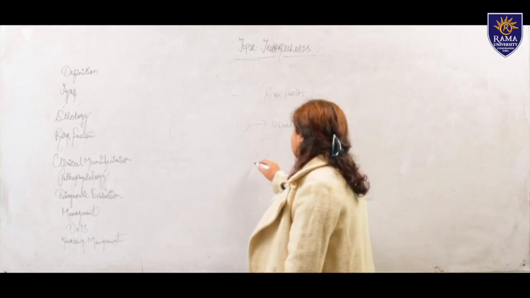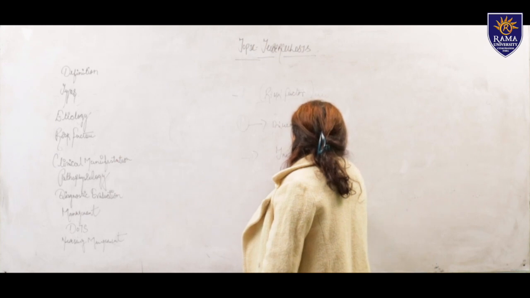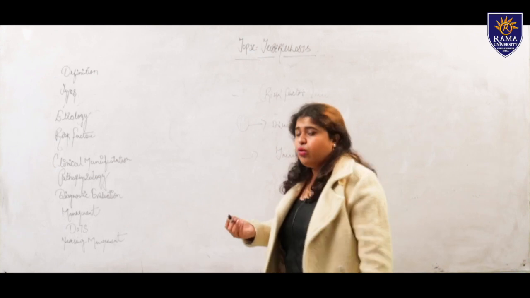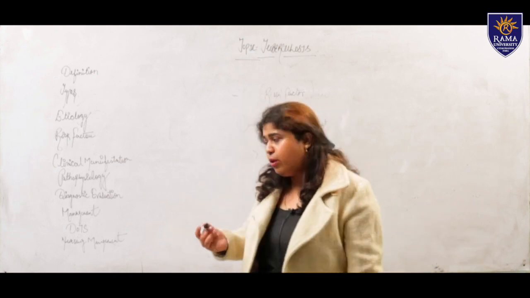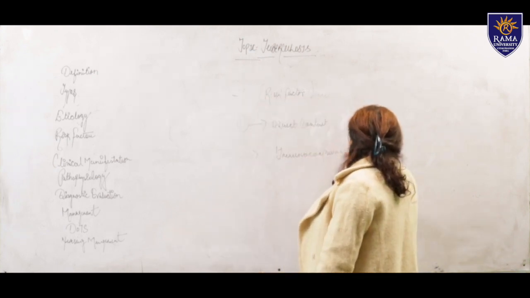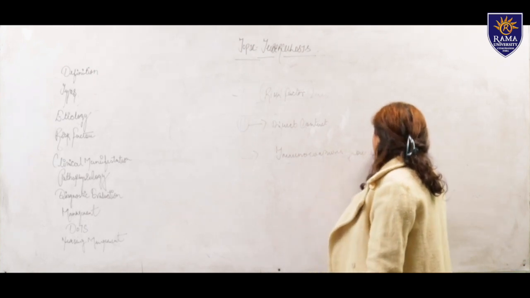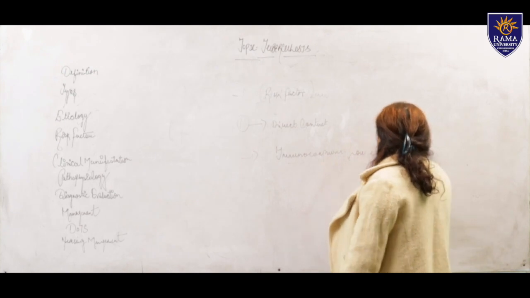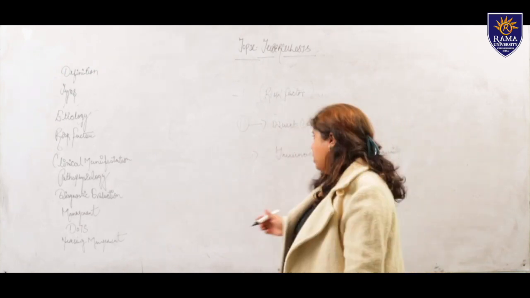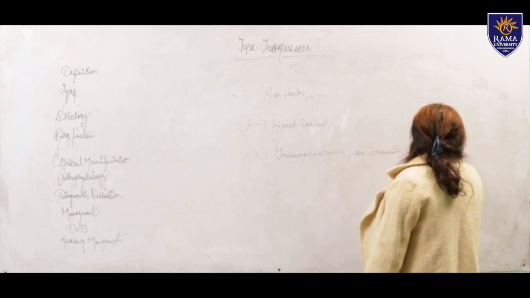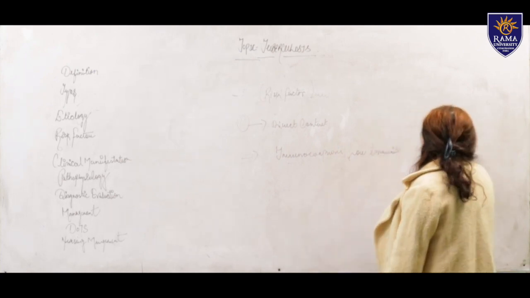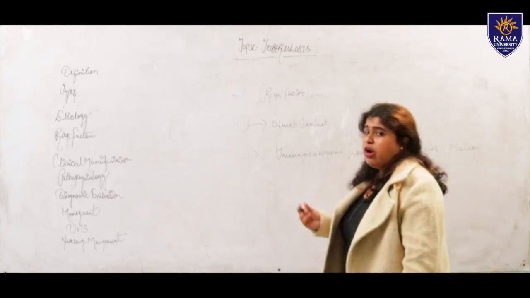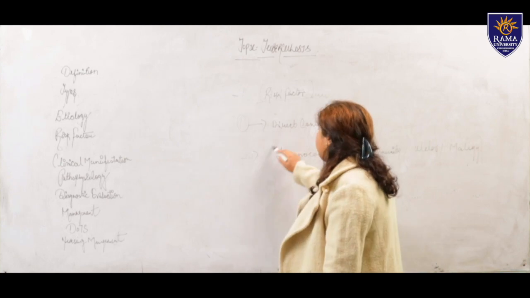And another one is immunocompromise. What is the meaning of immunocompromise? When the patient has low immunity, for example very old people, or if the patient has any kind of malignancy, their immunity level is already low, so they might get infection easily.